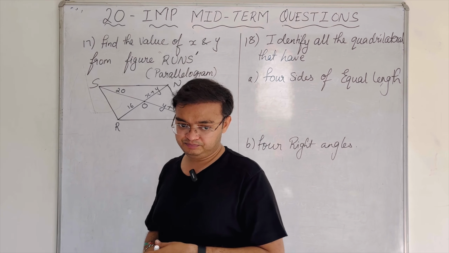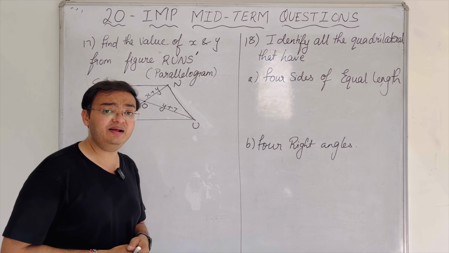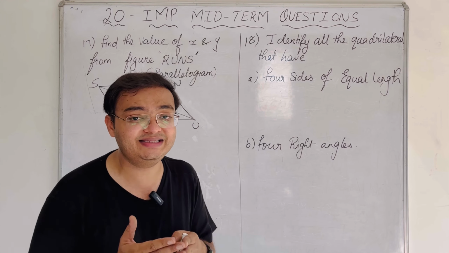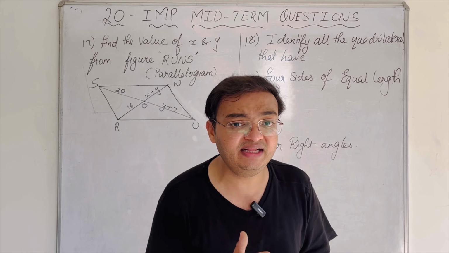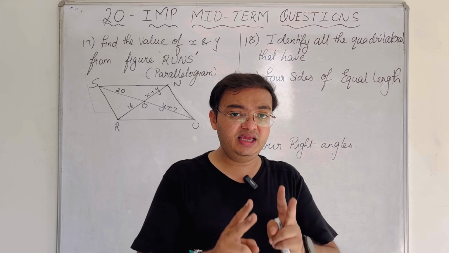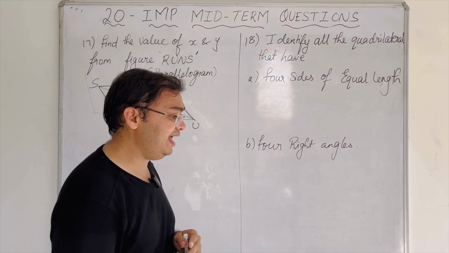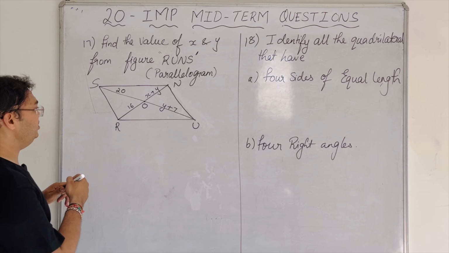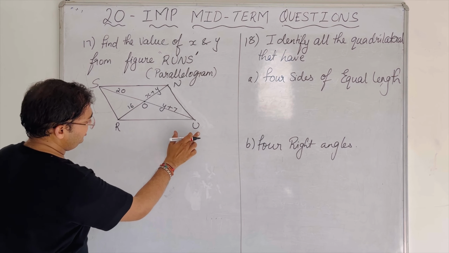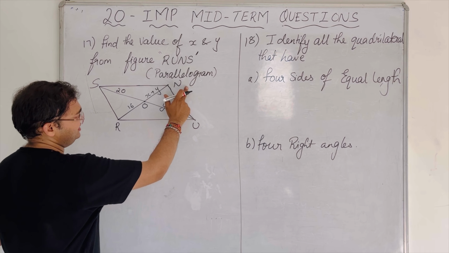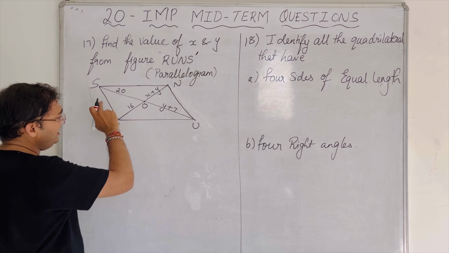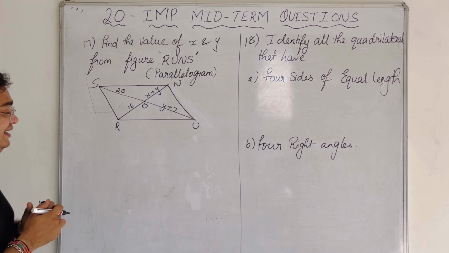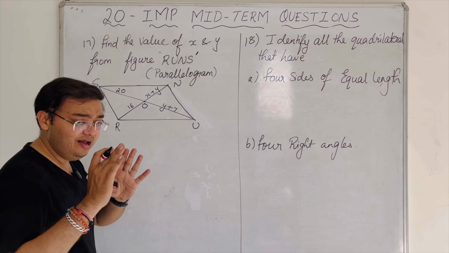In a parallelogram, diagonals bisect each other, which means each diagonal is divided into two equal parts. Let's see how we can use that to solve this. Here SU is one of my diagonals and RN is the other diagonal, and both diagonals are divided at point O where they intersect. That means the diagonals are divided into two equal parts.